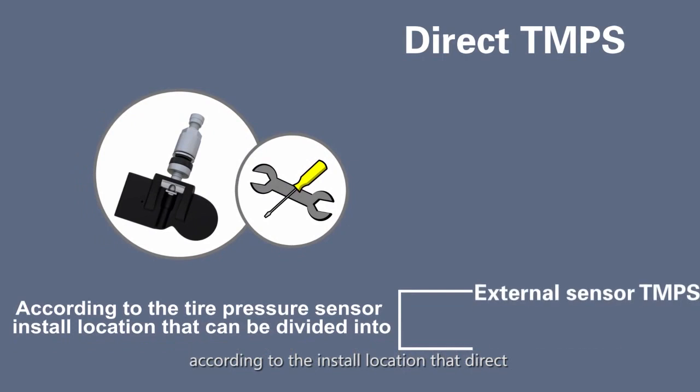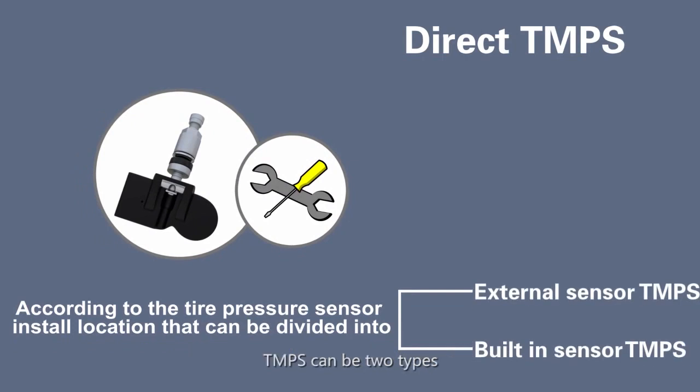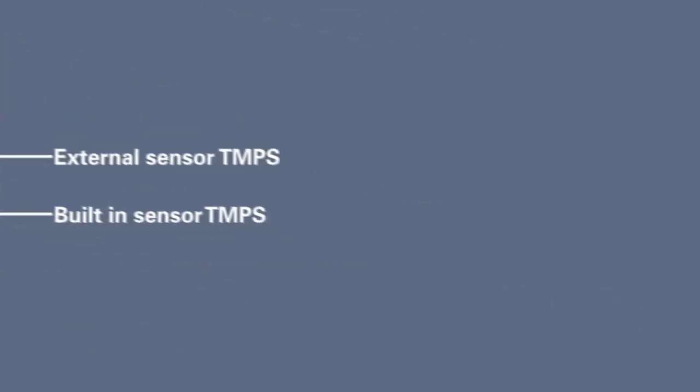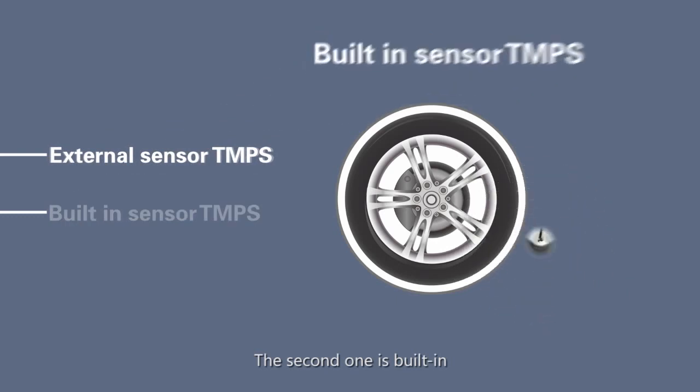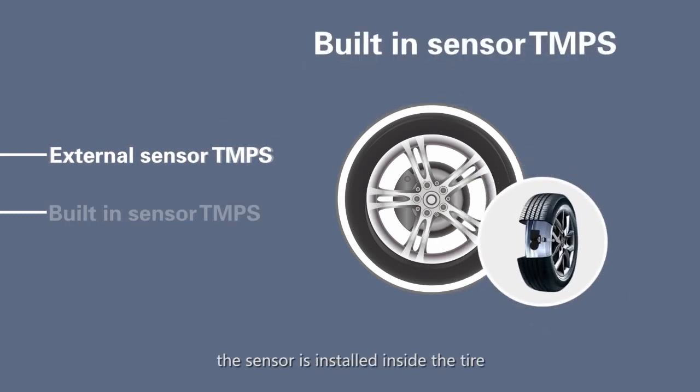According to the install location, direct TPMS can be 2 types. The first is an external type: install a sensor at the valve. The second one is built in: the sensor is installed inside the tire.